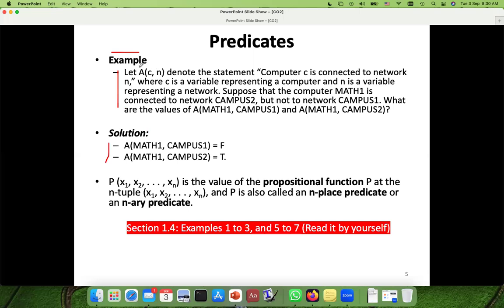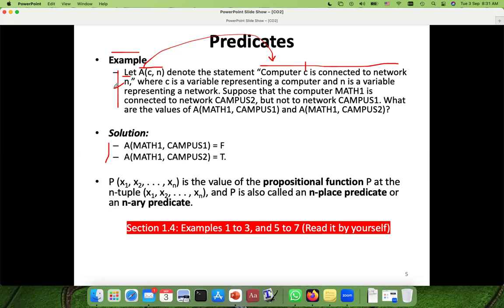So here in this example, a predicate is given to you, and the predicate is capital A, or you can say A of C comma N. And this predicate represents the statement, and statement means sentence. And what is that? Computer C is connected to the network N. Here the sentence is ending. So this predicate is representing this sentence. If this sentence is given to you, how can you make a predicate? So C is one variable, then network N is one variable.